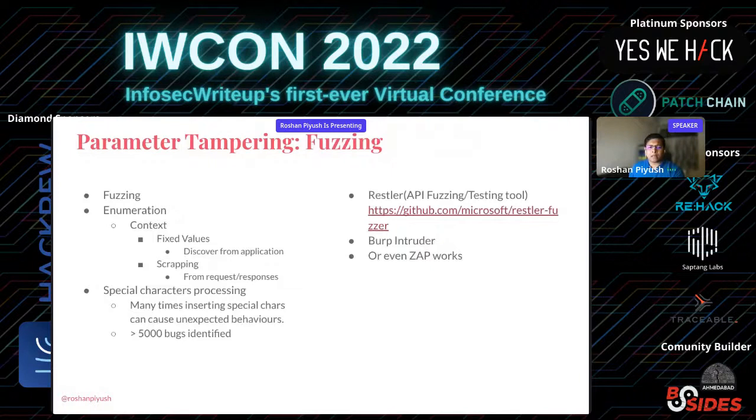And fuzzing, you would have come around, you can use Burp Intruder, ZAP, Wrestler. There are fixed values that you need to provide in case of fuzzing or even scraping. But don't forget special character processing, because many times inserting special characters can cause very unexpected behaviors. I have found more than 5,000 bugs using this. So it's really very important that you search for special character handling as well.